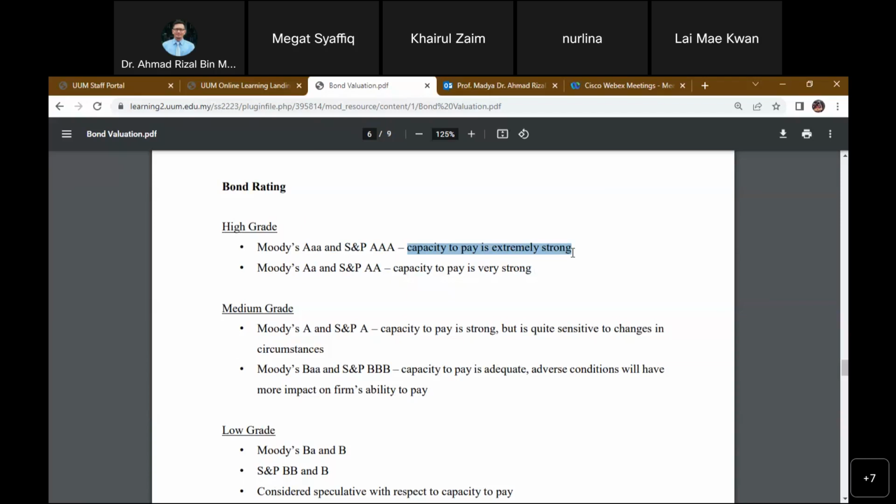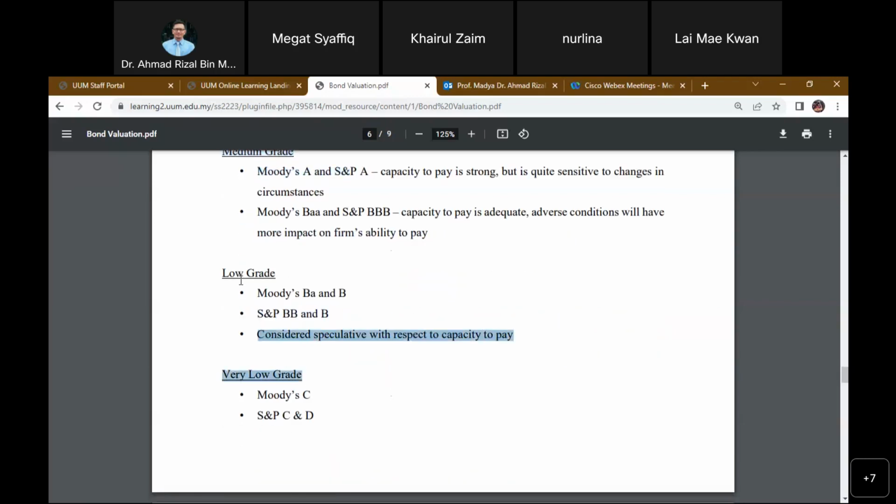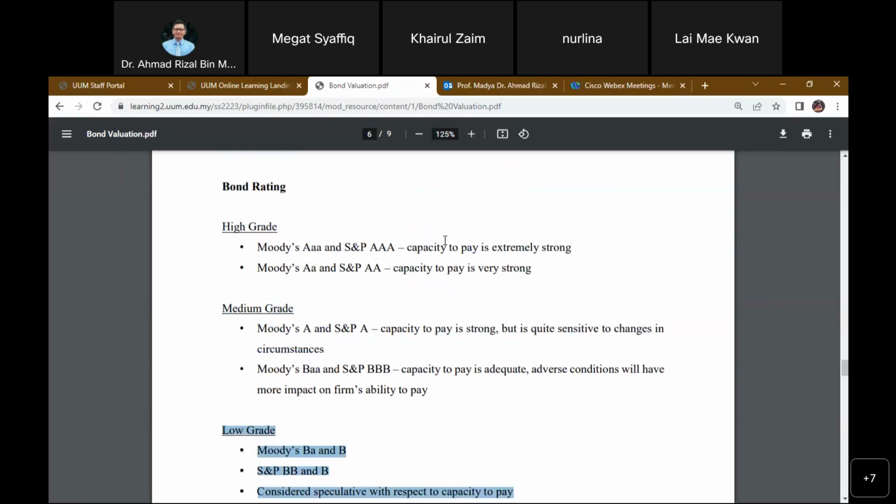So that is it, because the bond rating concept sometimes confuses people. People say, why do high grade bonds offer lower coupon payments than the lower grade bonds? Shouldn't it be the other way around? No, for bonds it is different. Okay? All right.